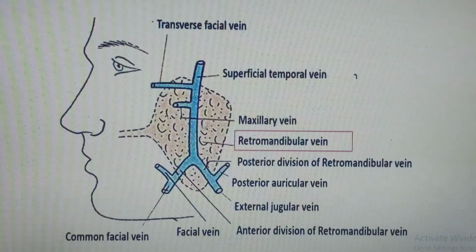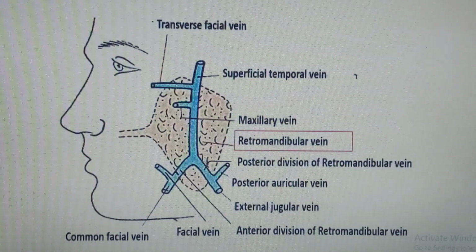Yes, again within the same substance of the parotid gland, there will be a vein which will receive tributaries. This vein, which is known as the retromandibular vein, will receive tributaries from the maxillary vein, as well as the superficial temporal vein, to form the retromandibular vein. So retromandibular vein formation will take place within the substance of the parotid gland, and it may even give off divisions. We are going to have the anterior division and the posterior division. They will also take place in the substance of the parotid gland. So that's an important thing that we have to know.